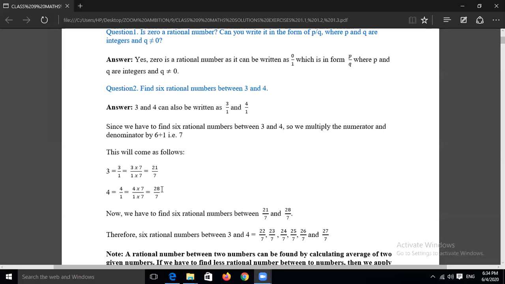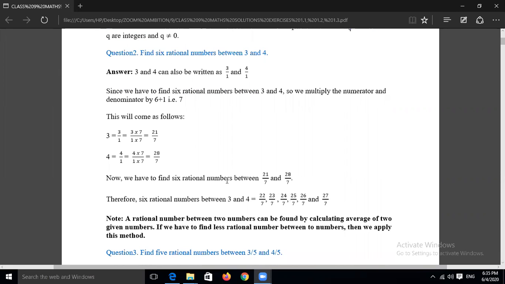So in place of 21 by 7 and 28 by 7 we can write 3 and 4. The numbers between 3 and 4 are 22 by 7, 23 by 7, 24 by 7, 25 by 7, 26 by 7, 27 by 7. So we get 6 rational numbers, 1, 2, 3, 4, 5, 6, because after 27 by 7 we get 28 by 7. So these are the 6 rational numbers between 3 and 4. In this way, we can find rational numbers.